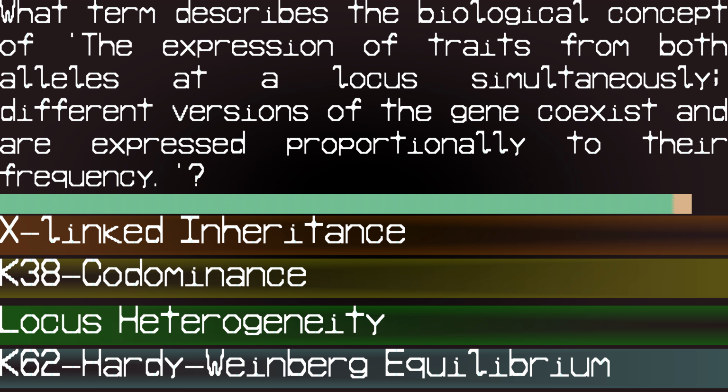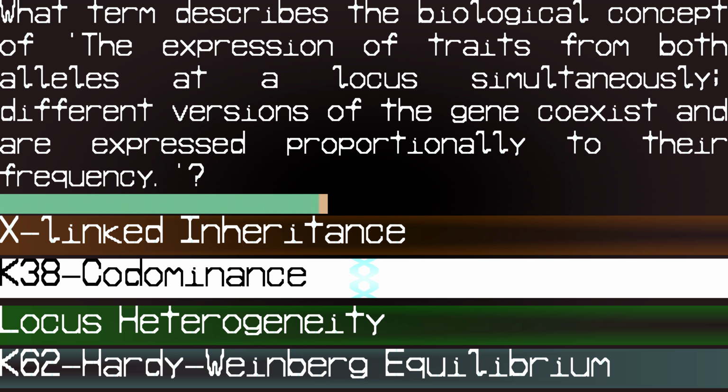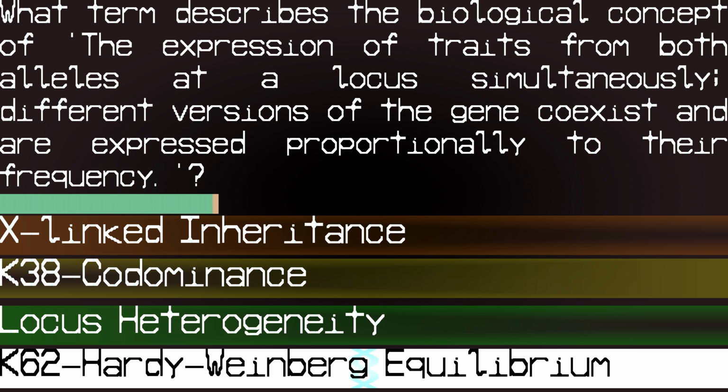What term describes the biological concept of the expression of traits from both alleles at a locus simultaneously? Different versions of the gene coexist and are expressed proportionally to their frequency. X-linked inheritance. Codominance. Locus heterogeneity. Hardy-Weinberg equilibrium.